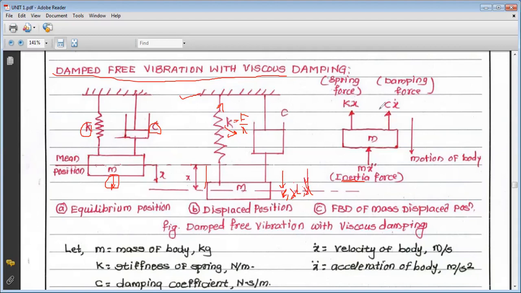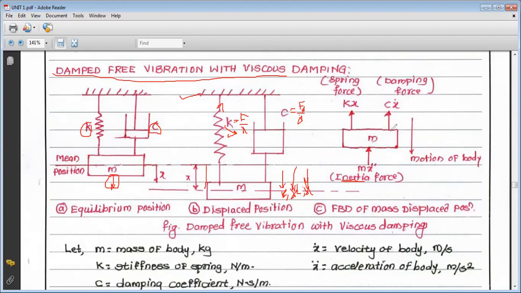Similarly, there is a damping force. What is the damping coefficient? The damping coefficient is nothing but the damping force F per unit velocity, that is F upon x dot. We denote damping force by Fd. What is damping force? It is c into x dot, that is the magnitude of damping force. Its direction is opposite to the velocity. Velocity is also in downward direction, so the damping force is in upward direction.